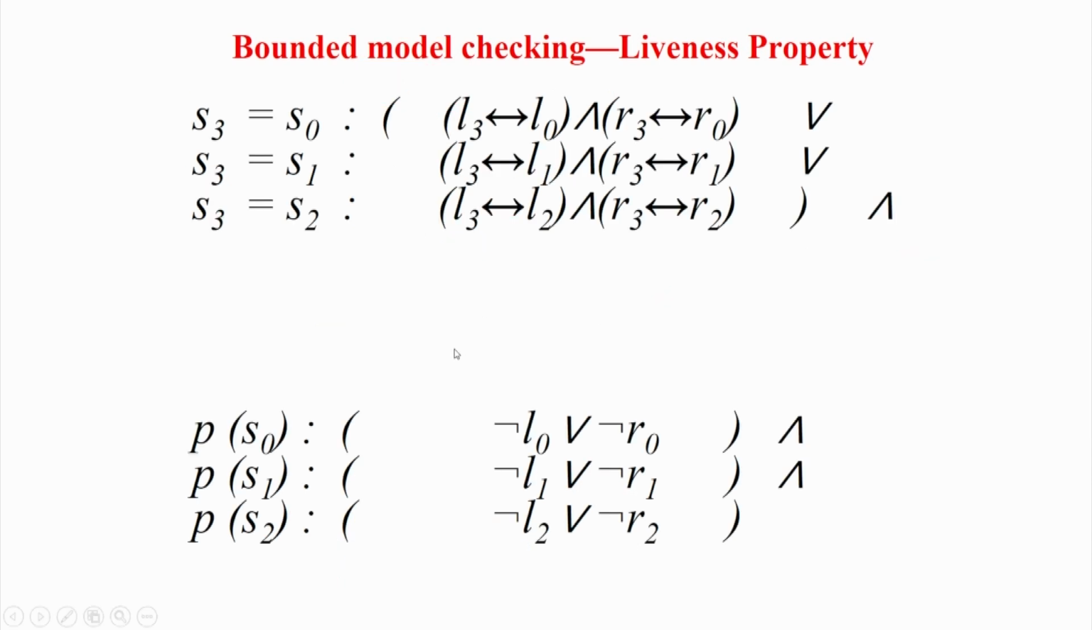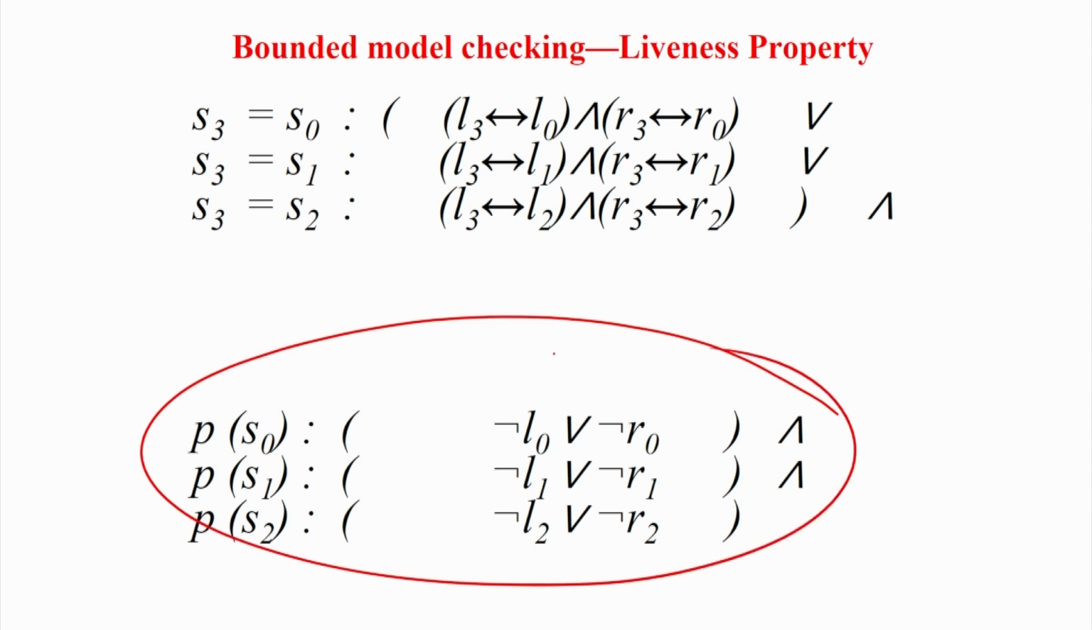These last three we have already explained in the last case. In each state, the property you are interested in is that this should be true: not L0, not R0. That means nowhere should it be 1 1. That is obviously valid, because if any of the states has 1 1, then one of the clauses will be false, and there is an AND relation.